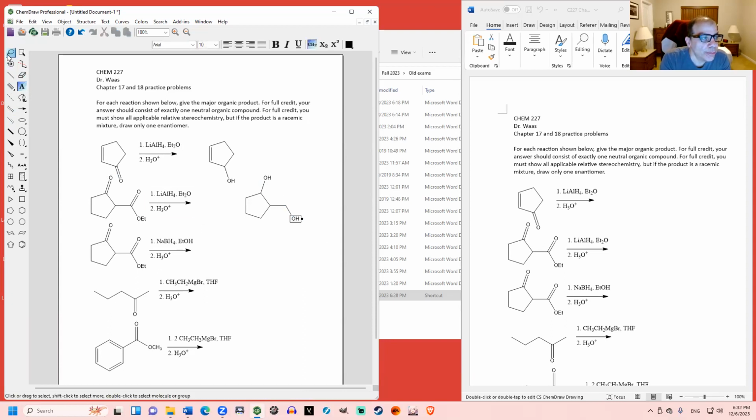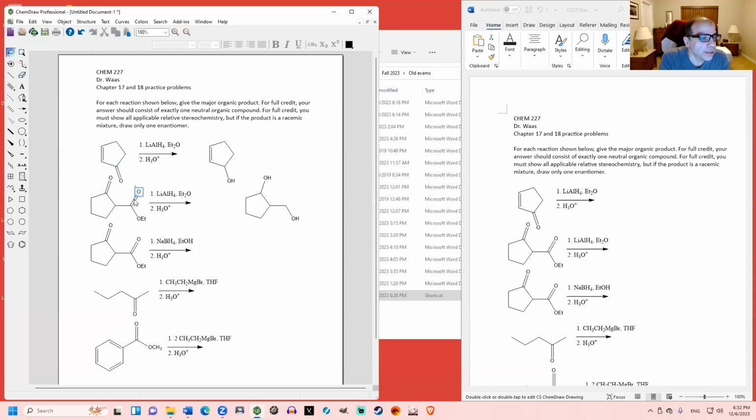So LAH is the more reactive of the two hydride reagents. It reduces ketones, aldehydes, esters, and carboxylic acids. It reduces a ketone to a secondary alcohol and an aldehyde to a primary alcohol. And it will also reduce both carboxylic acids and esters to the corresponding primary alcohol. Corresponding meaning that it has the same number of carbons.